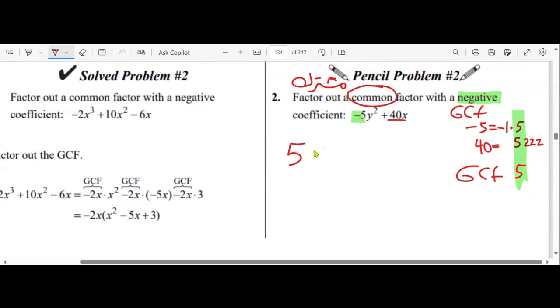But for the negative, it's better always to take the negative also with the 5. So we can get rid of the negative. Now whatever is left here is going to be positive. So it's going to be what? Y squared, right?